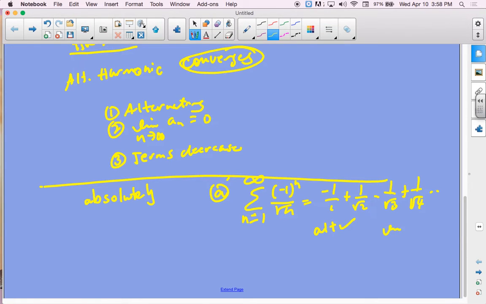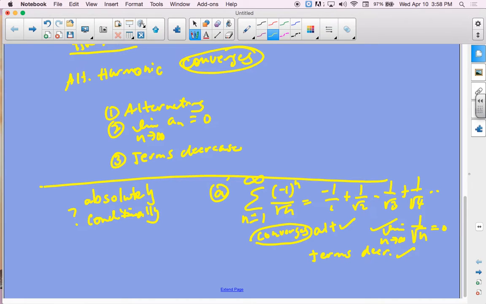If you take the limit of 1 over root n, just the absolute value of it, the nth term's going to 0, and the terms are decreasing one after another. And so this series converges. But the question is, if you're asked, does it converge absolutely or conditionally? Which one does it do? Sorry, that says conditionally. So it converges, and this one converges conditionally.